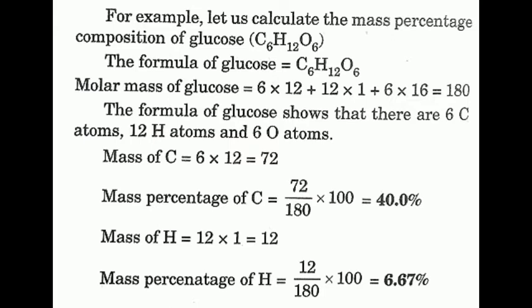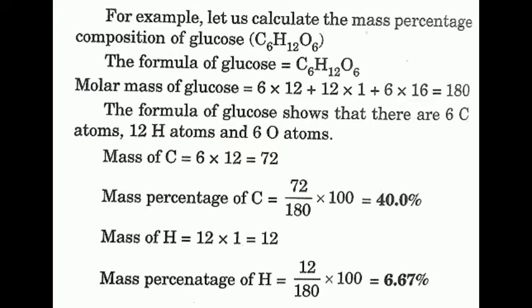Mass percentage of carbon in glucose is equal to 72 by 180 into 100. From where has this 72 come? Because in glucose we have 6 carbon, so the mass of carbon will become equal to 6 into 12. 12 is the atomic mass of the carbon and that will become 72. So mass percentage of carbon in glucose is 72 by 180 multiplied by 100 and that comes out to be 40%.